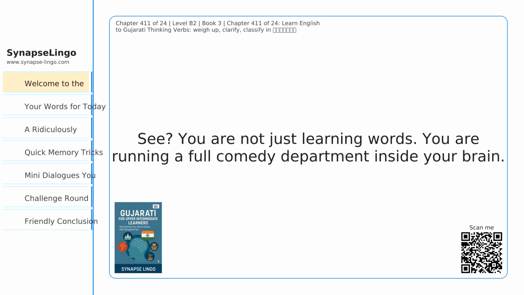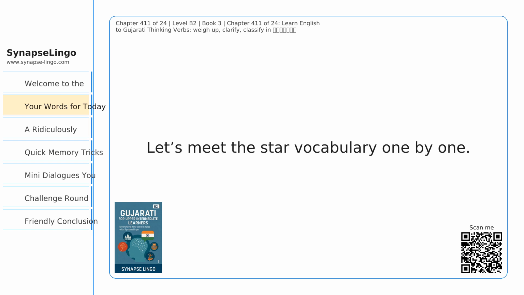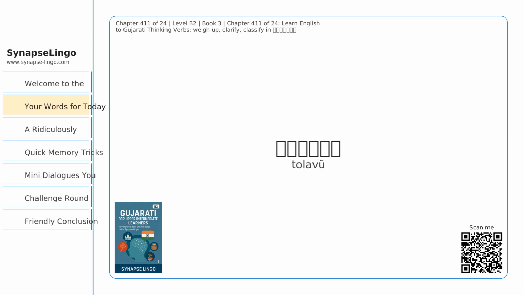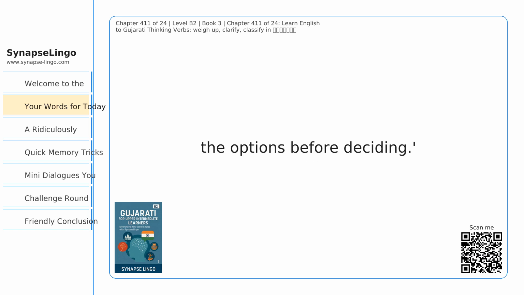See? You are not just learning words. You are running a full comedy department inside your brain. Your words for today. Let's meet the star vocabulary one by one. Say them aloud with me and let your brain pretend it is extremely sophisticated. To weigh up is તોલવું. Example. I need to તોલવું the options before deciding.